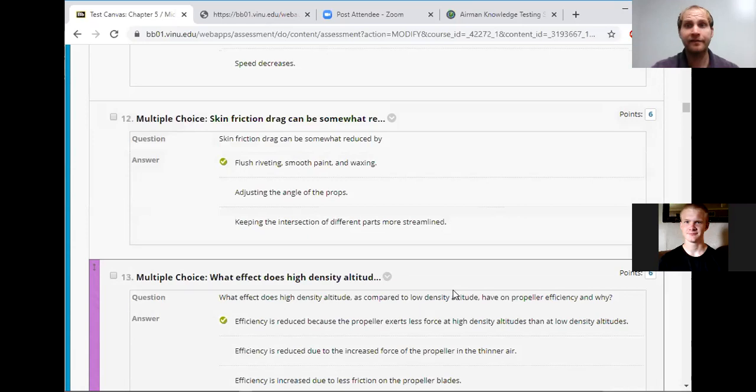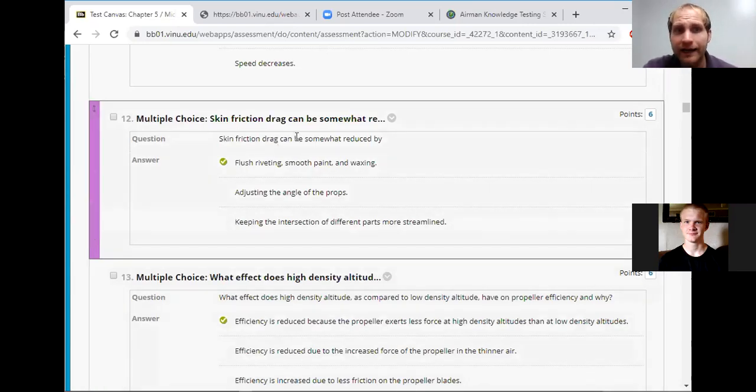More aerodynamics. Yay, aerodynamics. We're so excited for it today. Skin friction drag can be somewhat reduced by flush riveting, smooth paint, and waxing. So extra credit if you get out there and wax the airplane before I hop in. I like it when we go a little extra fast.